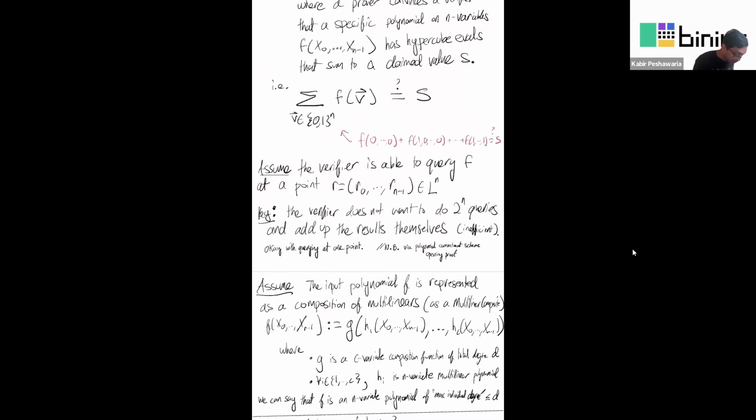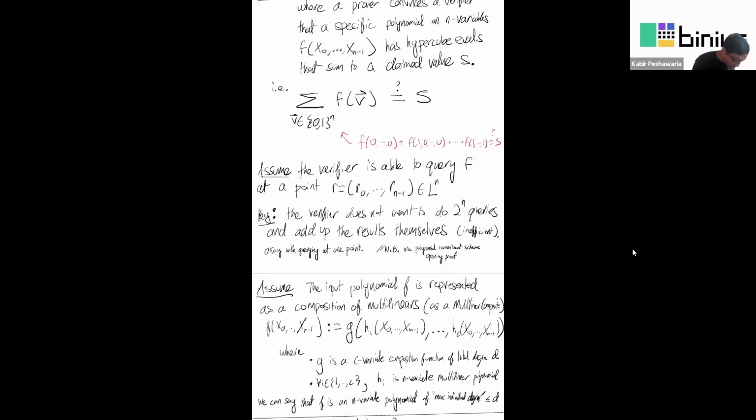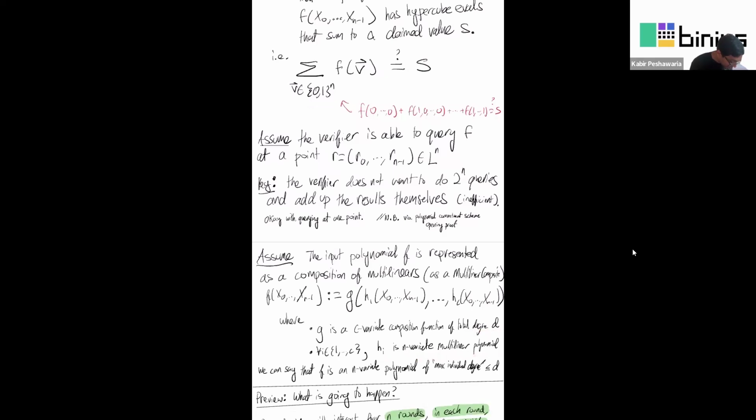Anyways, let's assume that the input polynomial to the Sumcheck is always going to be represented as a composition of multilinears, a multilinear composite. So something like this, where G is a C-variate composition function of total degree D, and H_i is an n-variate multilinear polynomial. And we say that F is an n-variate polynomial of maximum individual degree at most D.